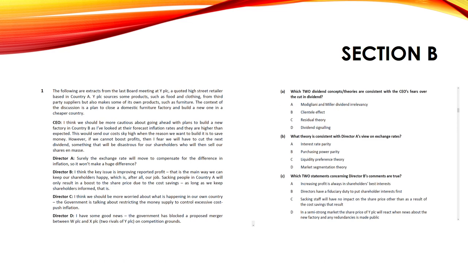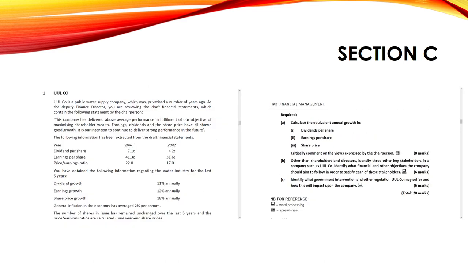Okay, next, Section C also, you can see on the left-hand side is the case study, right? On the right-hand side, the questions are different. No multiple choice questions. You have to write. The first question asks: A, calculate the equivalent annual growth in dividends per share, earnings per share, share price. Calculations, right? Critically comment on the views expressed by the chairperson, 8 marks. Part B, 6 marks, which is a theory question. Identify 3 key stakeholders in the company UUL, relating to the case study only.